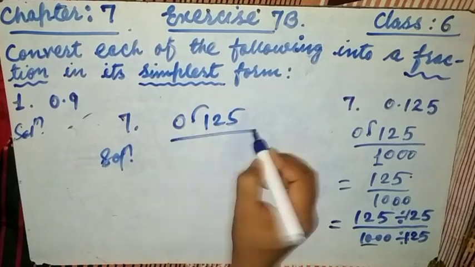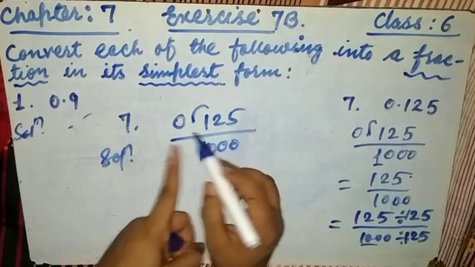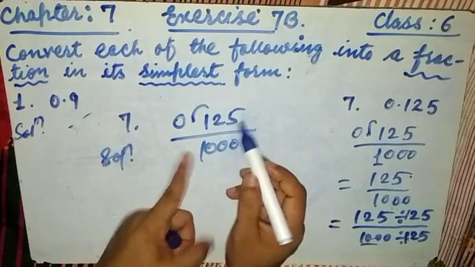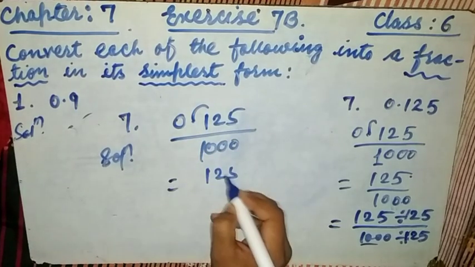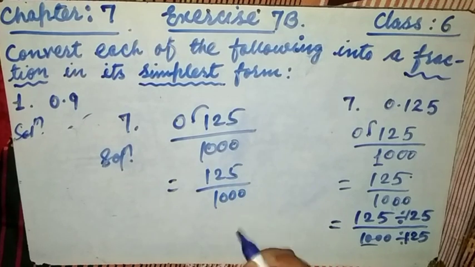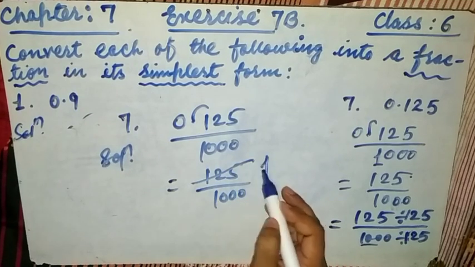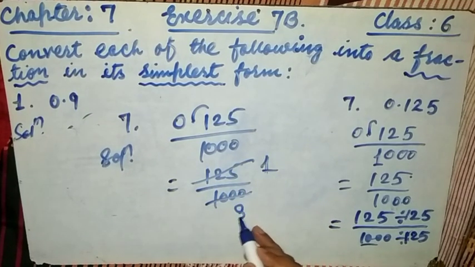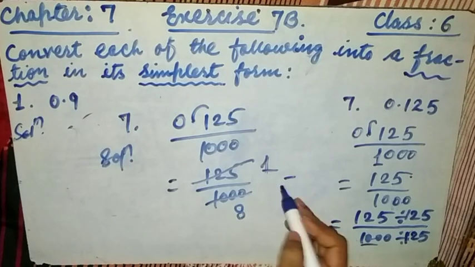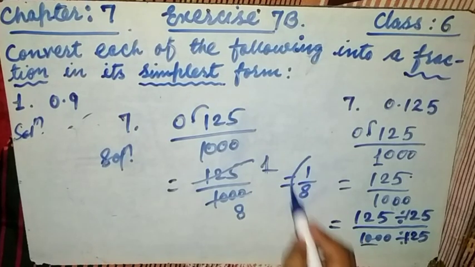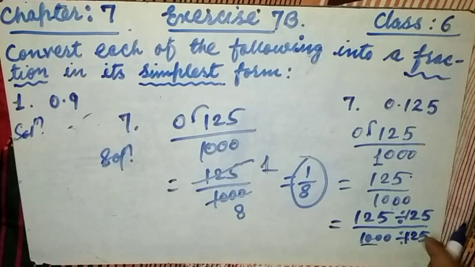Remove this decimal and write 3 zeros, since the number of digits after the decimal is 3. So we get 125 divided by 1000. 125 goes into 125 once, and 125 goes into 1000 eight times. So this is 1 by 8. This is your answer. Either we can solve by this method or this.